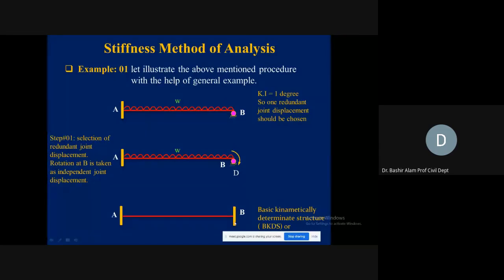So here we put a fixed support, and the basic kinematic determinate structure will look this way. Here the moment was 0, but when you fix it, a moment will be generated, so it violates the equilibrium condition. Initially you don't have any moment, but when you make it kinematically determinate, you will have some moment value here. This structure we call the restrained structure.